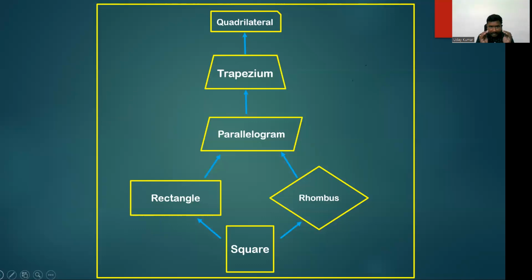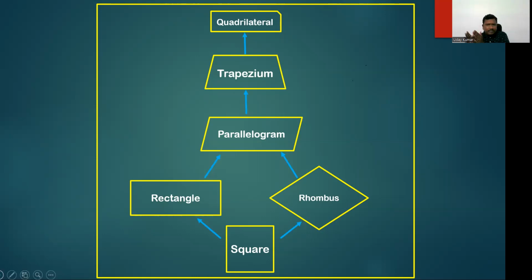Suppose you see from the rectangle point of view, in this mind map I gave in a particular order. So rectangle, if you see above rectangle, what was there? Parallelogram is there, trapezium is there, quadrilateral is there. So every rectangle is a parallelogram, every rectangle is a trapezium, every rectangle is a quadrilateral. But every rectangle need not be a square, every rectangle need not be a rhombus.